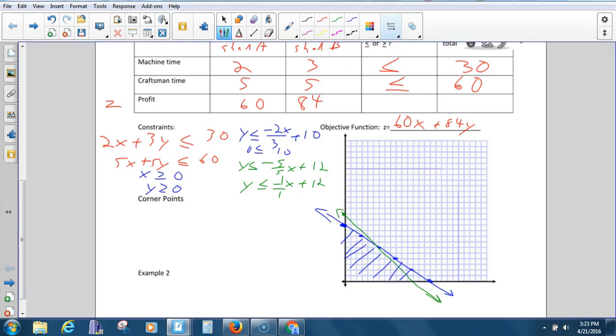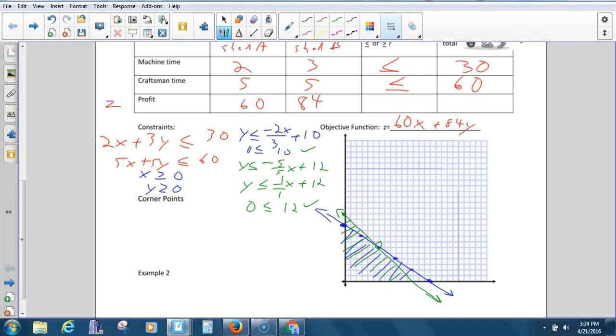Now notice we have an intersecting point right there. Now we're going to test. 0 is less than or equal to 12. True or false? Well, that's true. Which means we're going to shade everything under that line.